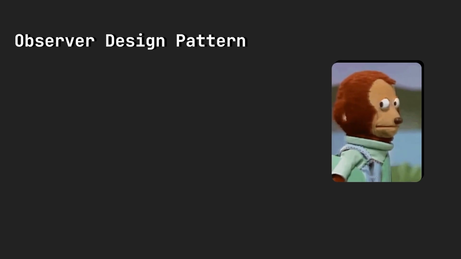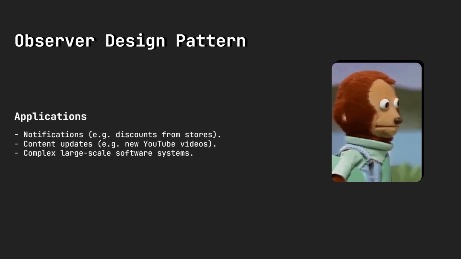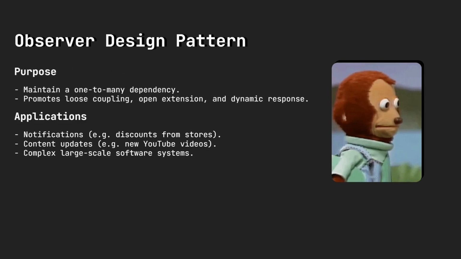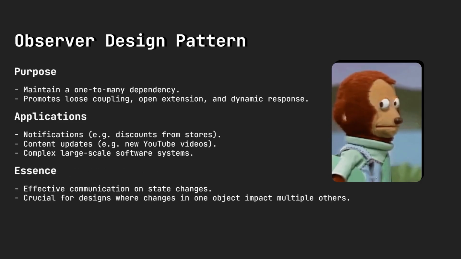Whether it's receiving notifications about discounts from an online store, being notified about new videos from a subscribed YouTube channel, or even more complex scenarios in large-scale software systems, the observer pattern provides a solution for maintaining a one-to-many dependency in a way that promotes loose coupling, open extension, and dynamic responses to state changes. In essence, the observer pattern is essential when designing systems where the state change of one object needs to be effectively communicated and reacted upon by multiple other objects.